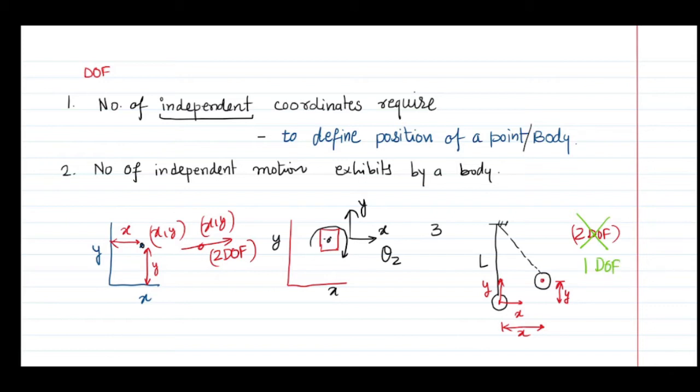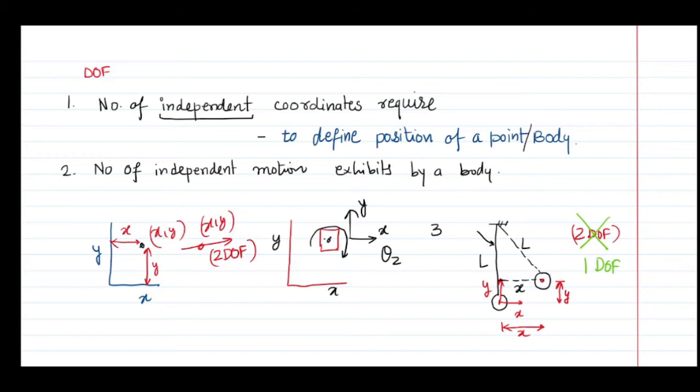As I said that it should be independent. In the given case, if you know the X value, you will be able to get the Y value because these two coordinates are connected to each other. How? Let the length of the bar here also be L. If I complete this triangle and I know the X value, this is my L length.